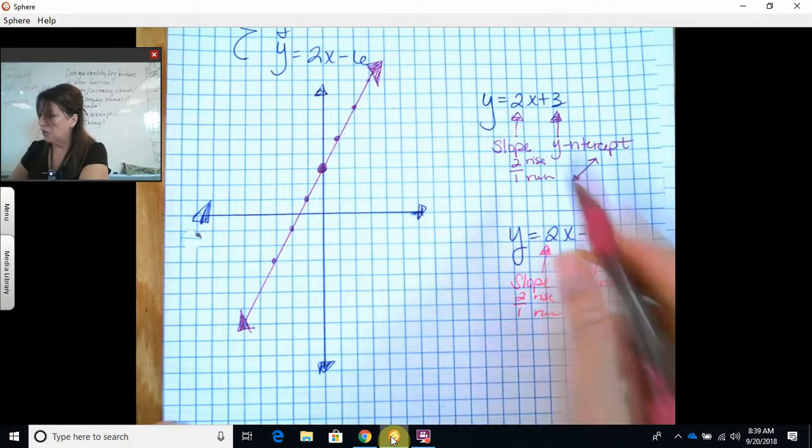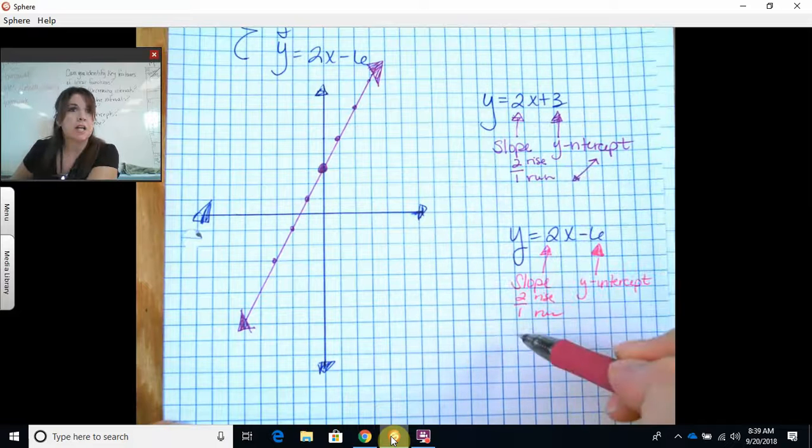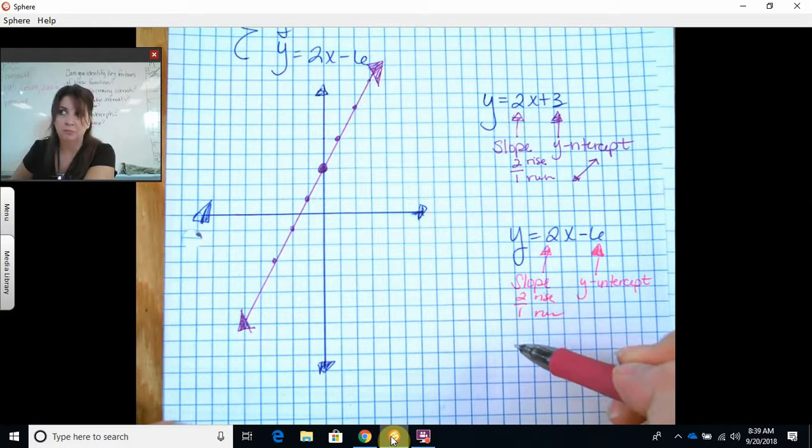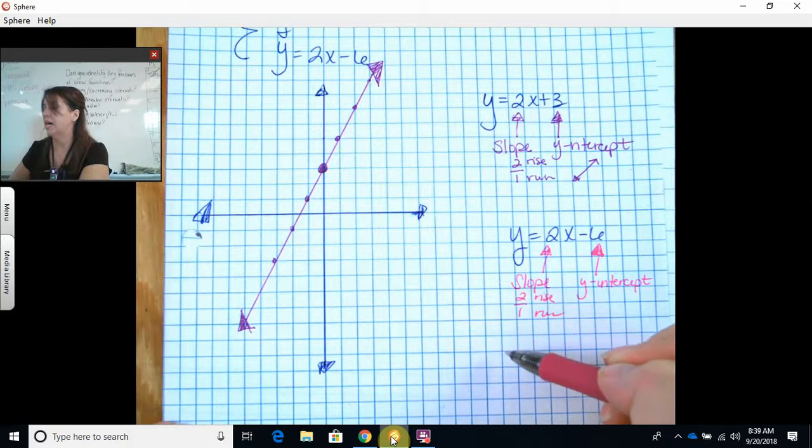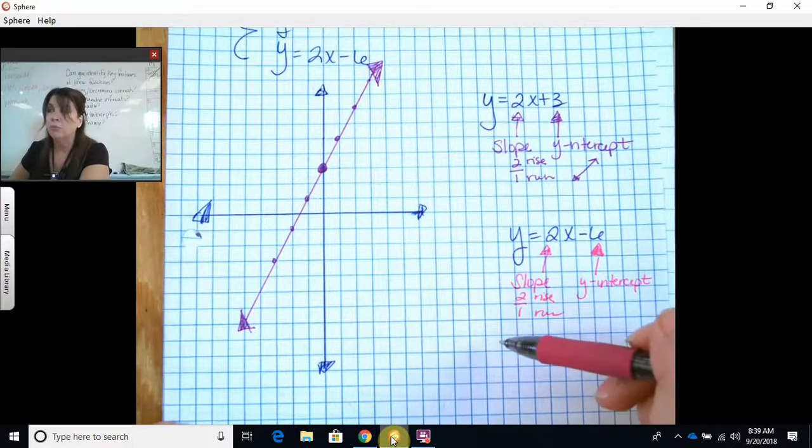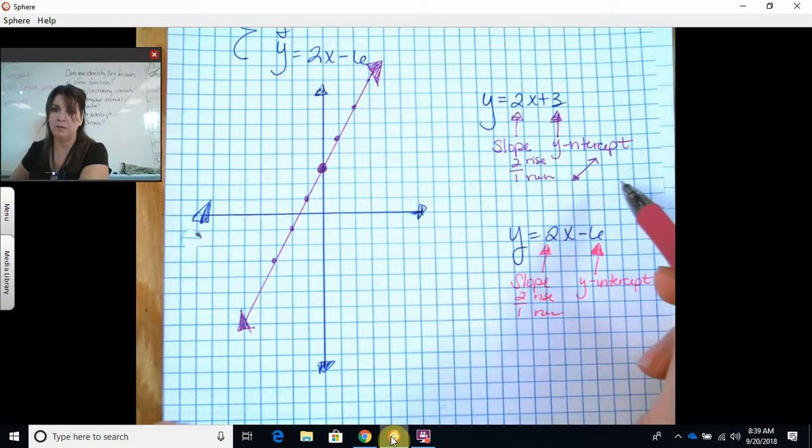So notice both equations had the same slope. Are they going to be the same line? No. What if they had the same slope and the same y-intercept? Would they be the same line? Yes. But these have the same slope, but different y-intercepts. So they're not the same line.